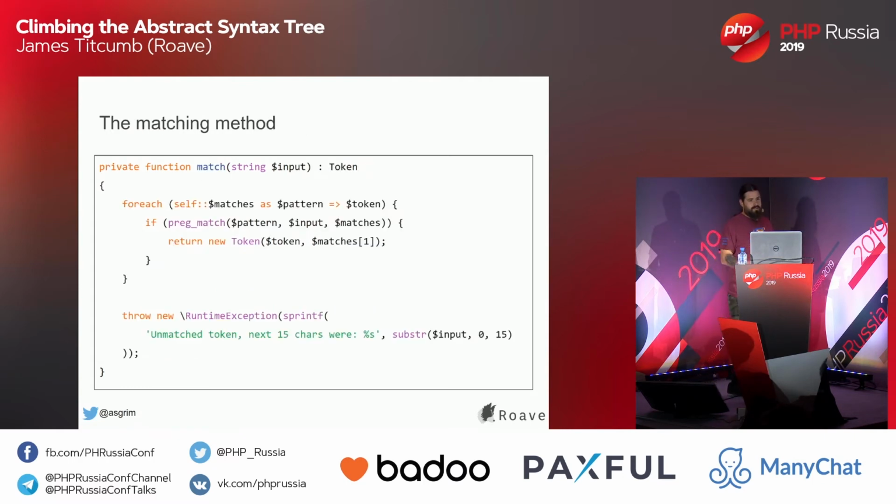The matching method is pretty straightforward. We run a preg match. There's nothing too complicated here. We're actually just looping over all those regular expressions and asking, do we match any of these? If it doesn't match something, then we've encountered a syntax error, so we throw an exception. And that's how the basic syntax errors happen. If we do match something, we return an object, the token, and the matches one is the lexeme itself.